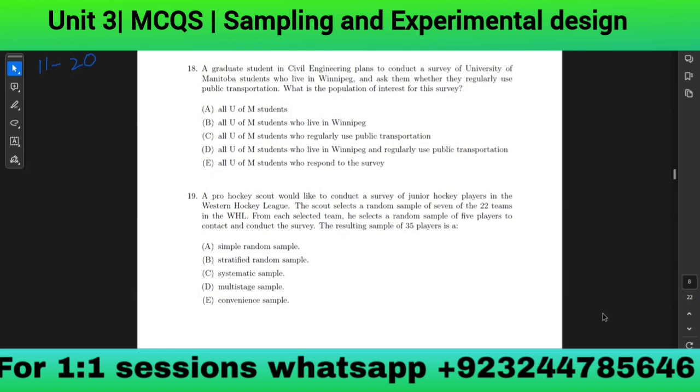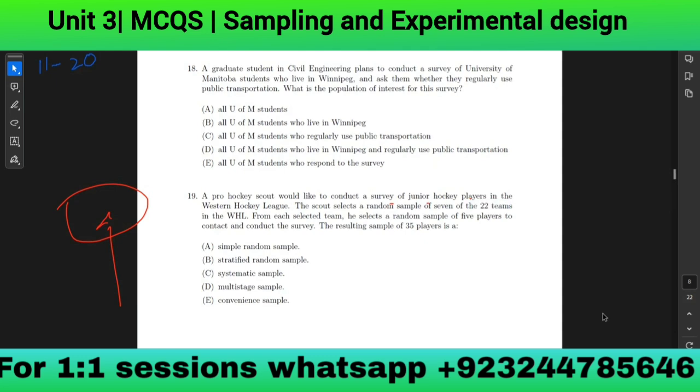A pro hockey scout would like to conduct a survey of junior hockey players in the Western Hockey League. The scout selects a random sample of 7 of the 22 teams in the WHL. From each selected team, he selects a random sample of 5 players to contact and conduct the survey. The resulting sample of 35 players is a dash. A. Simple random sample? No, not a simple random sample. It is not that they are a group of people and they just go and select. Is it stratified?